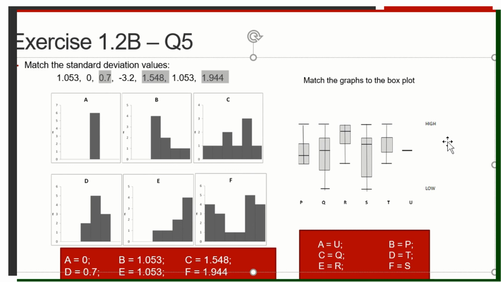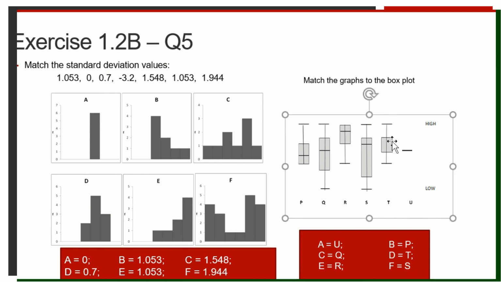Okay? Then the next one that we have will be this D. D only got 3 sets of data. What does that tell you? Either my Q1 and Q2 will be the same or Q2 and Q3 will be the same. So D will match with T. And the one with the highest dispersion is F. F should be S. Q should be C. The bigger the box, I told you, the higher the dispersion.